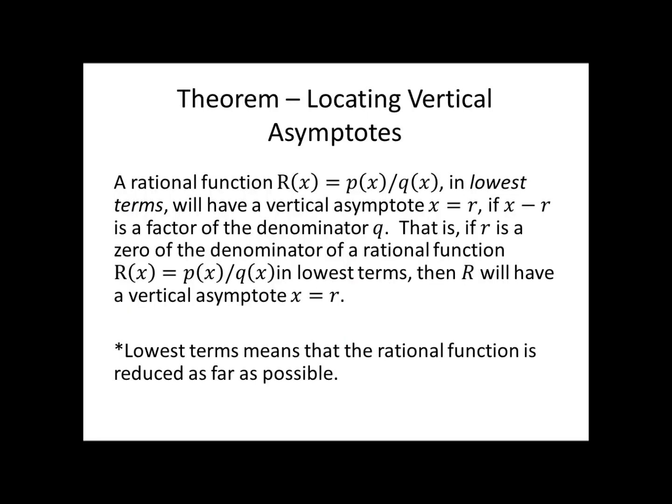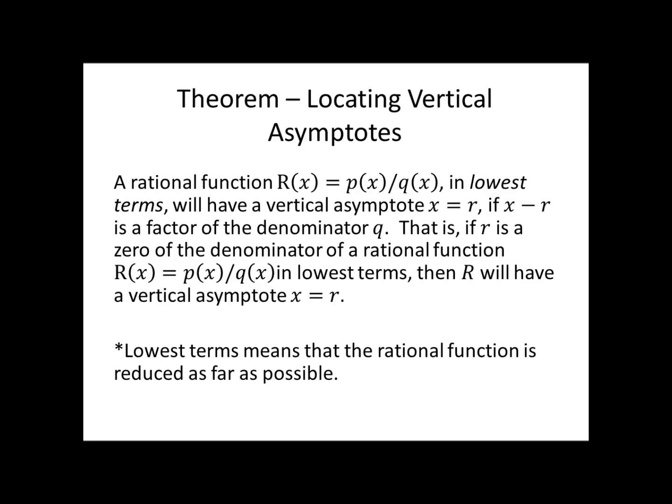Alright, let's talk about a theorem for locating vertical asymptotes. This is straight out of the book: a rational function r of x equals p of x divided by q of x in lowest terms. We'll talk about what that means in a second. We'll have a vertical asymptote x equals r if x minus r is a factor of the denominator q. That is, if r is a 0 of the denominator of a rational function, then r will have a vertical asymptote at x equals r.